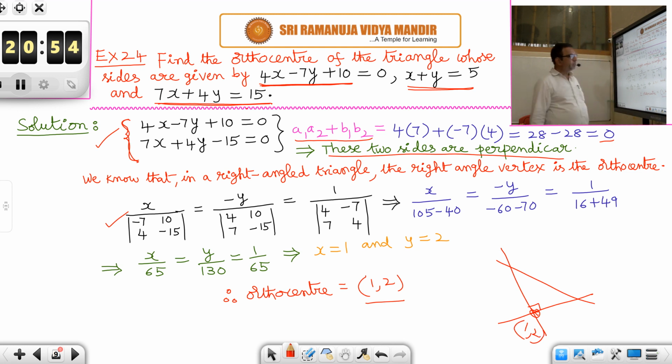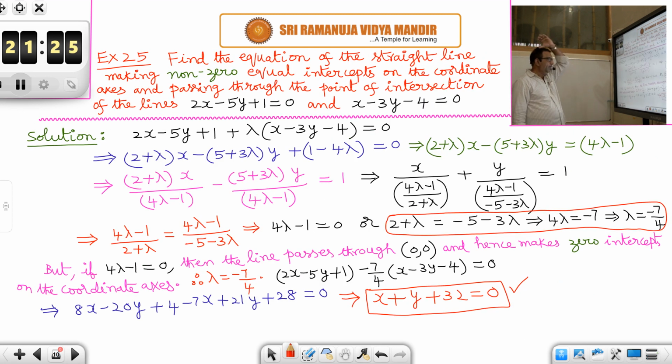And you can see that this point 1, 2 is not lying on the third line. It is not satisfying. Means the three lines are not concurrent. That means they are forming a right angle triangle. Okay. Therefore, orthocenter is 1, 2. So, here the orthocenter is easily obtained by noticing that two lines are perpendicular out of the three lines. Okay. So, that is the point to be noticed here. Next question.